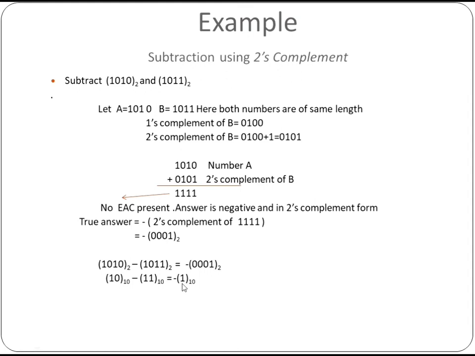So in both ones complement and twos complement, we have to consider role of EAC. If EAC is present in ones complement, we have to add it to LSB. And in seconds complement, we have to discard it for positive numbers. And if it is absent, then answer is negative, and we have to convert it either into ones complement or twos complement.